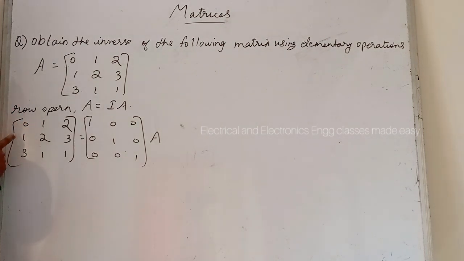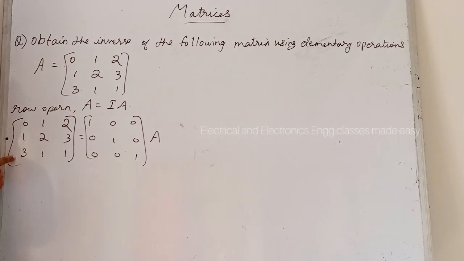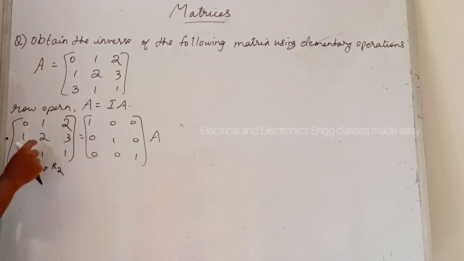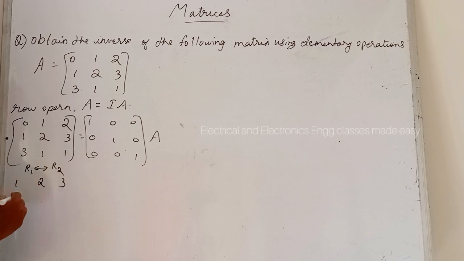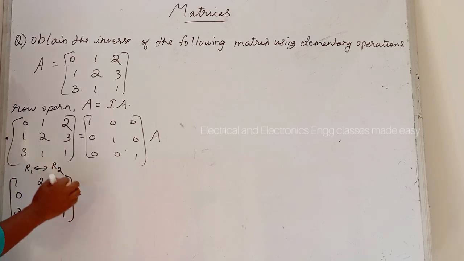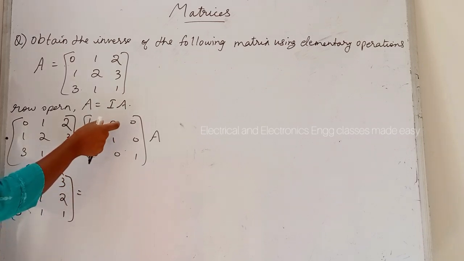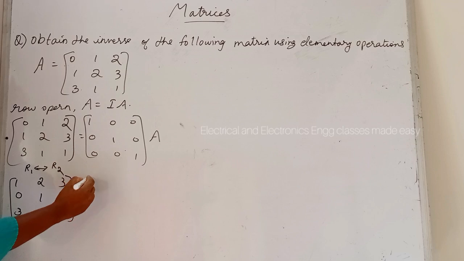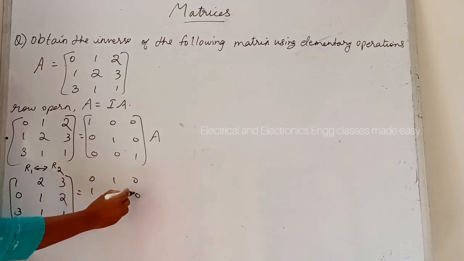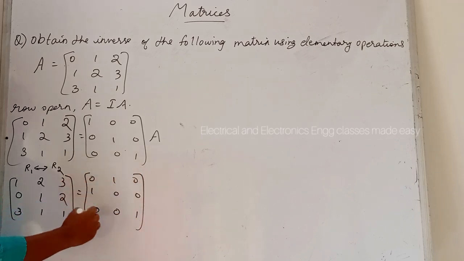Now here we have to make the first element of the first row 1. This is 0 here, so look for any other row that contains the element 1. Here this element is 1, so we can interchange these two rows. That is, R1 is interchanged with R2. So the first row and second row are interchanged. It will become 1, 2, 3. Next 0, 1, 2. That is, these two rows are interchanged. 3, 1, 1: the third row remains unchanged. The same change we have to make here also, so these two rows are interchanged: 0, 1, 0, 1, 0, 0, 0, 0, 1 into A.